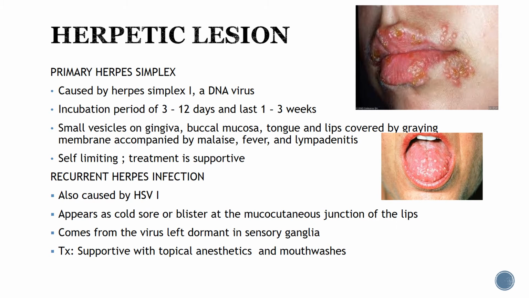Recurrent herpes infection is also caused by herpes simplex virus 1. It appears as a cold sore or blister at the mucocutaneous junction of the lips and comes from the virus left dormant in the sensory ganglia. Treatment is also supportive, with topical anesthetics, mouthwashes, and antivirals.